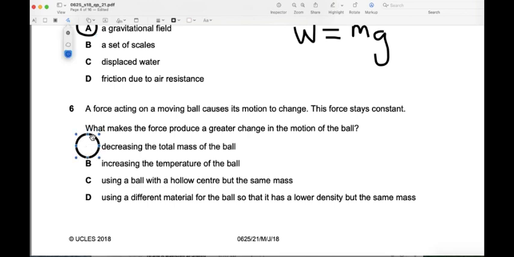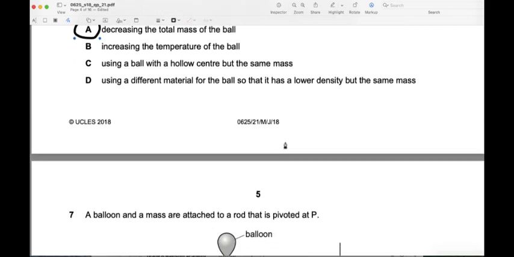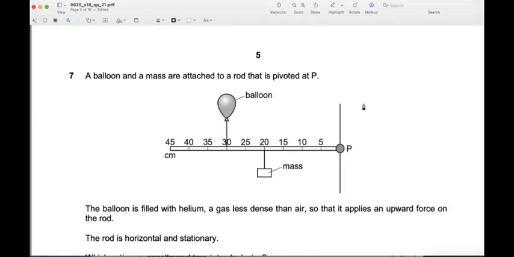Because look at it, he's saying a force is acting on a moving ball, and it causes its motion to change. When the force hits it, at that point, the mass might change. This force stays constant. The force itself is constant. Now, what makes the force produce a greater change? Decreasing the total mass of the ball. Okay? So, we go to the next question. Question number 7.